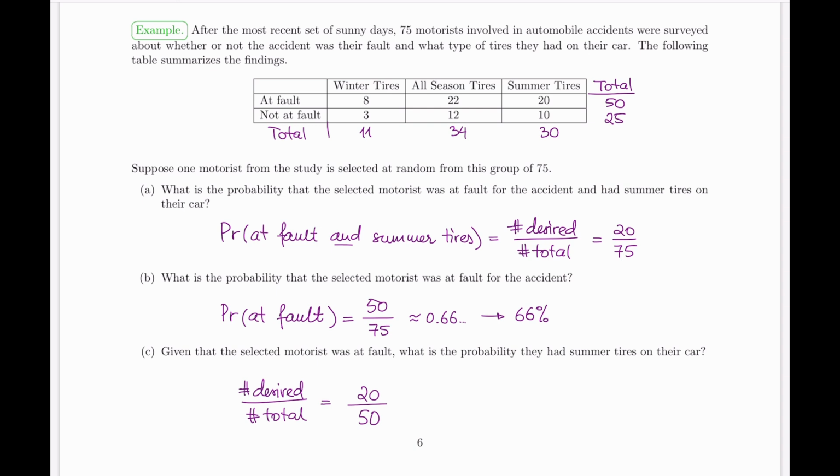So careful in reading. If you have something that has been given to you as additional information, you might have to adjust your total, which will then, of course, give you a different number. Another way of thinking about this is, given that it's at fault, reduces this entire table to just one row, not two rows. So looking at this row, the total is the number of total motorists in this row, and the ones with summer tires corresponds to only one of the entries. And that is how we get our answer here.